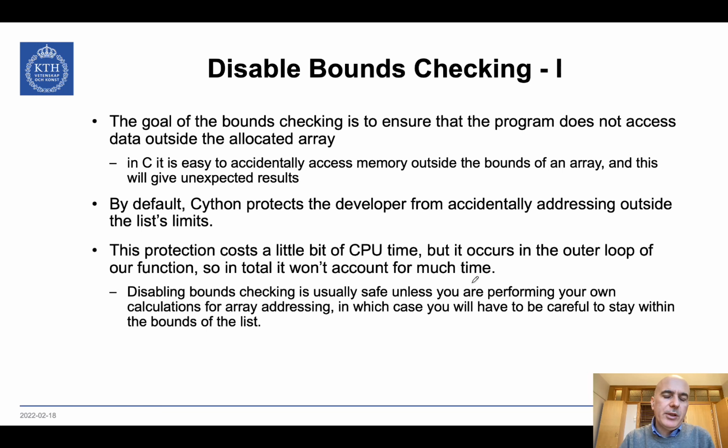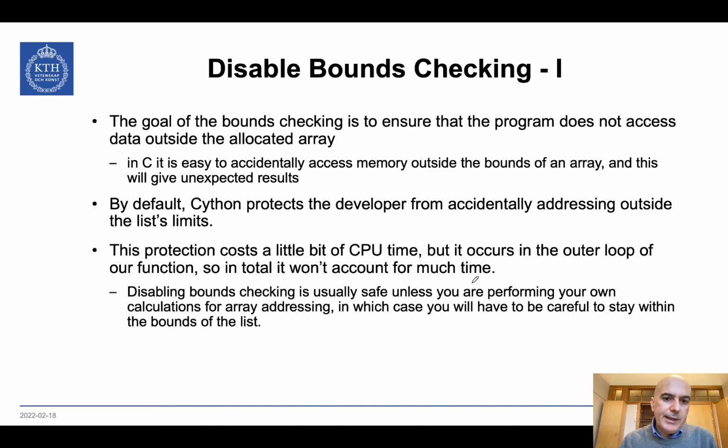Another possible optimization is the so-called bounds checking, and removing it. The goal of bounds checking is to ensure that the program does not access data outside the allocated array. So if you have an array, there might be a loop that tries to go out of the array. We want checking to tell us we are trying to access outside the array. In C, it's easy to accidentally access memory outside the bounds of an array, and this will give unexpected results.